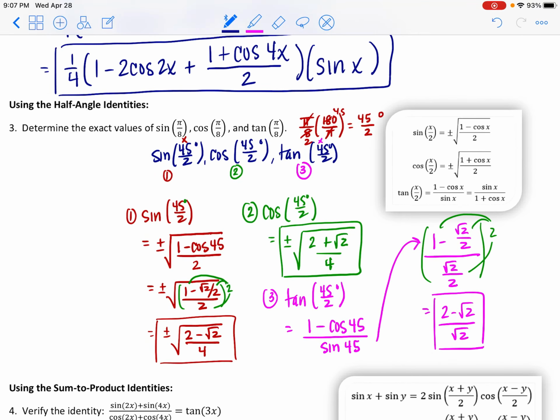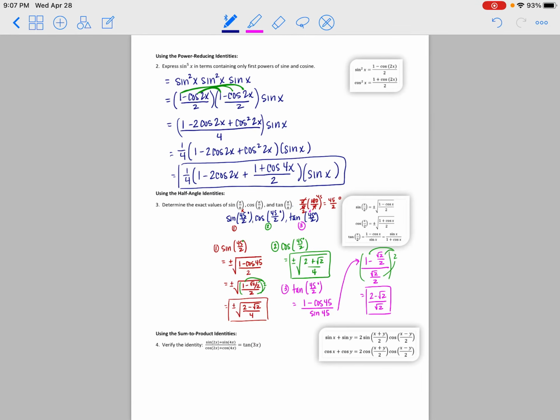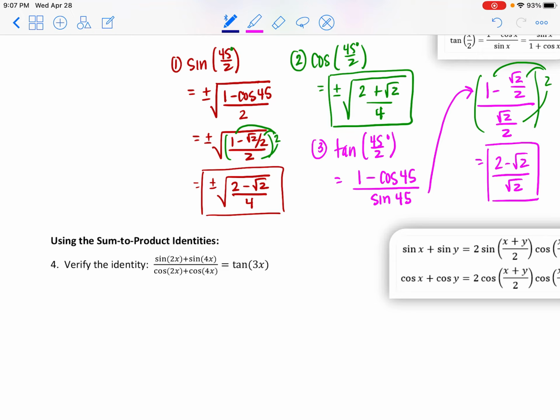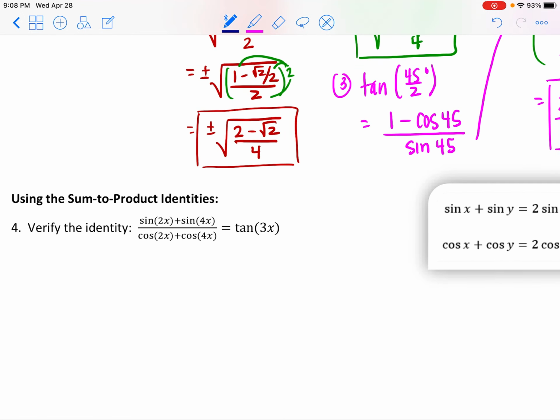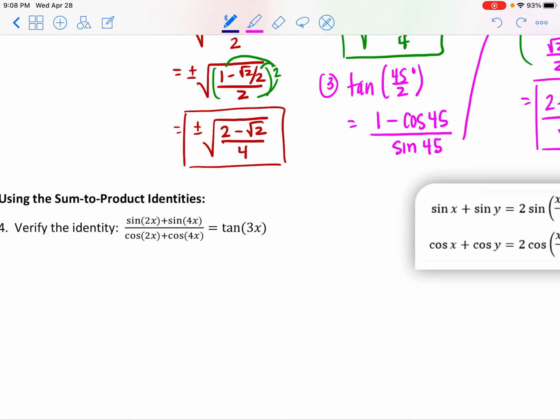Okay, I got one last one I want to show you here. And so we found some exact values. We did a little bit of rewriting here. Last one, we're going to do a verifying problem. It says use the sum to product identity, so turning a sum into a product, just like it says, to try to verify that this expression is the same thing as the tangent of 3x, which seems crazy that that would simplify down.